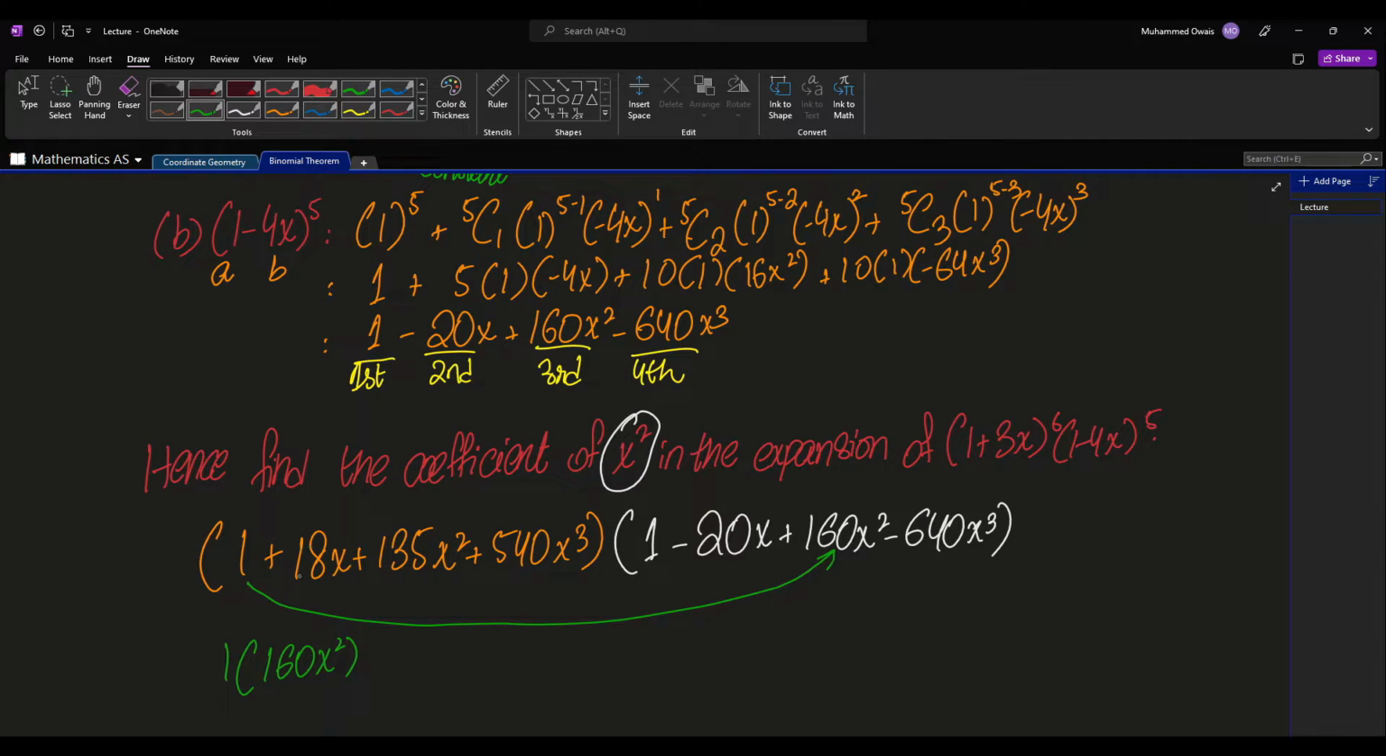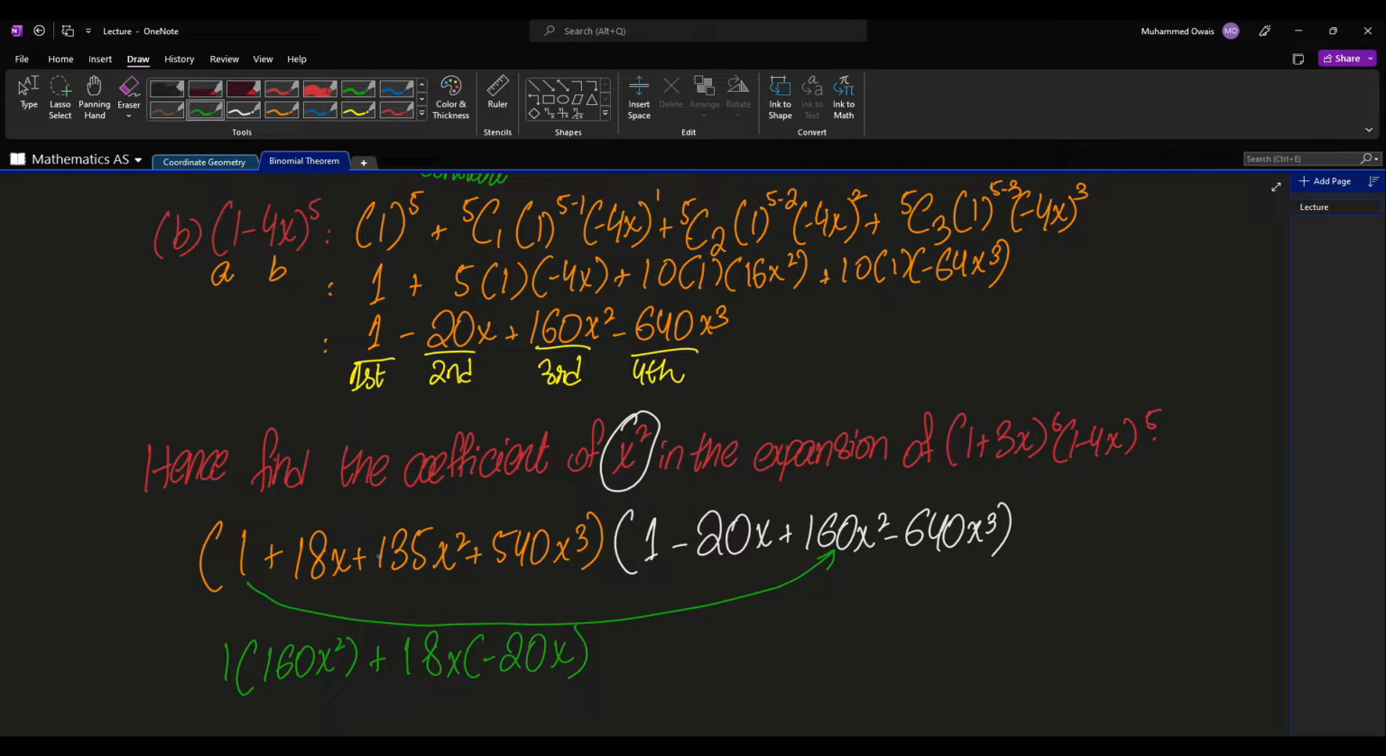Now then, let us see for the 18x. If I multiply this 18x with 1, I will not get an x square. However, if I multiply this 18x with minus 20x, I will get an x square. So that is what I will do. 18x into minus 20x. And once again, if I multiply this 18x with 160 x square, it will give me an x cube, which I do not need. Same goes for 18x with minus 640 x cube. It will give me a power of 4.